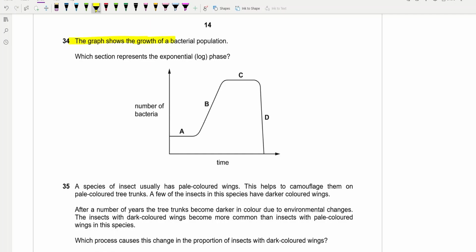Question number 34. The graph shows the growth of a bacterial population. Which section represents the exponential log phase? So exponential log phase is the period where the cells are doubling. The answer would be option B.